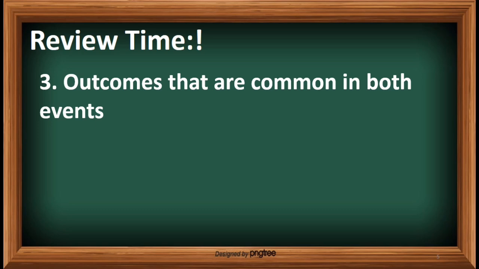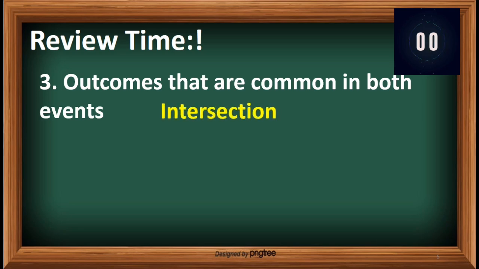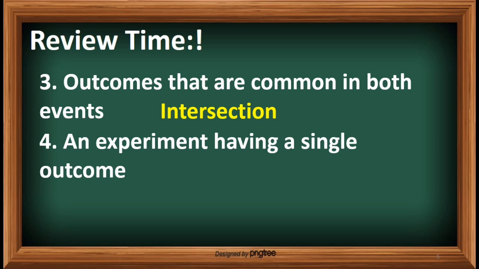Number 3. Outcomes that are common in both events. What is the answer? Excellent. So, intersection. Number 4. An experiment having a single outcome. The answer is simple event.